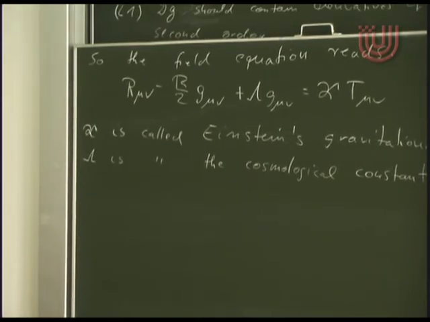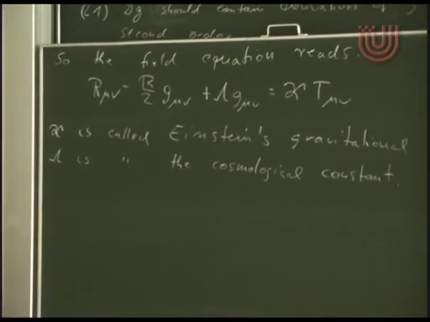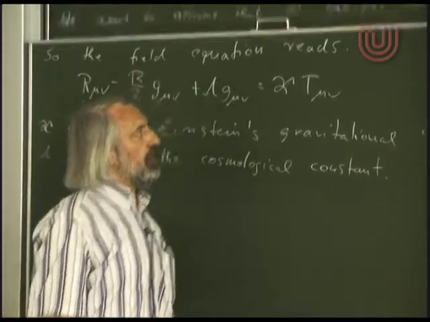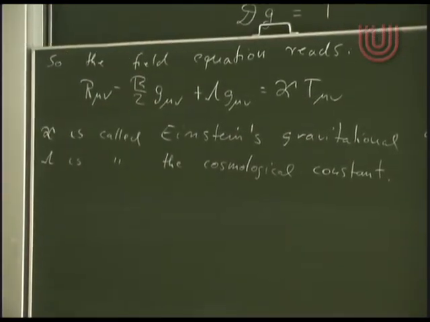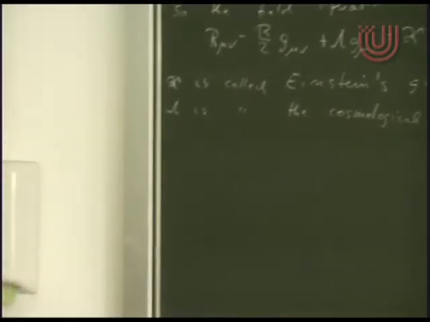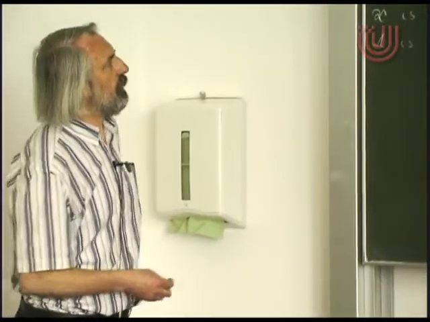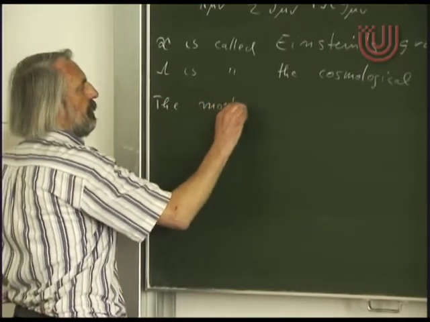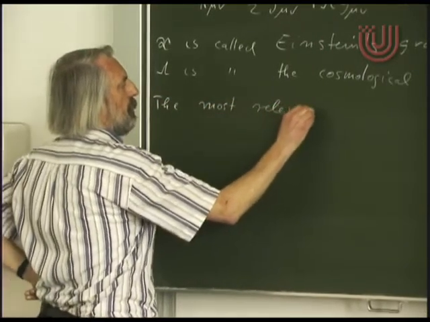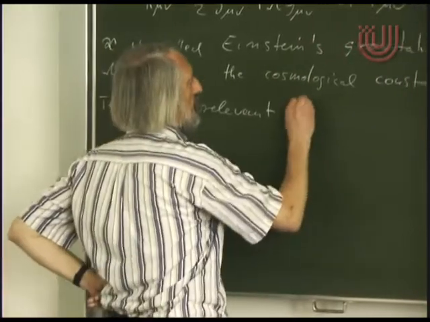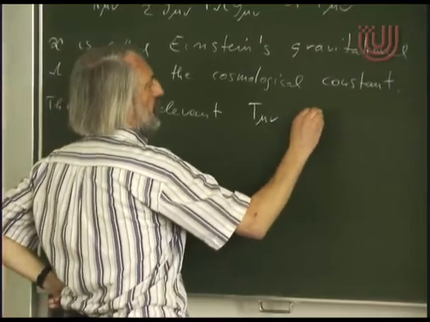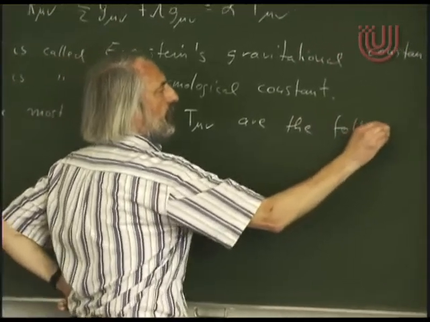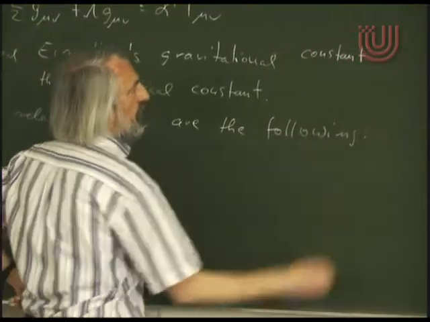So the important question is when we speak about Einstein's field equation, for which energy momentum tensor do we discuss this? And I want to mention 3 important cases. I think the most important cases. So the most relevant T mu nu are the following. Relevant in view of astrophysical applications.